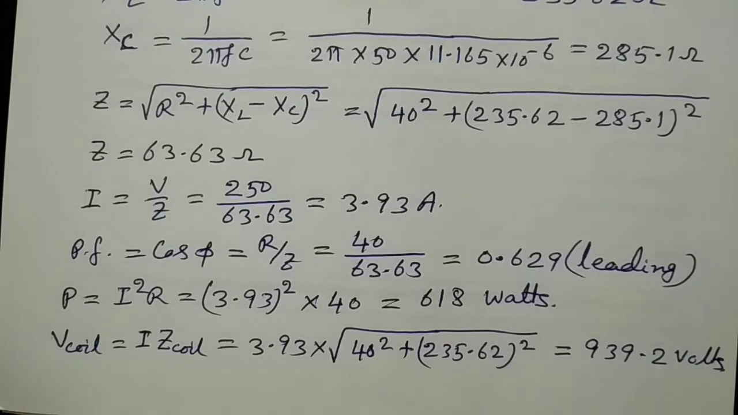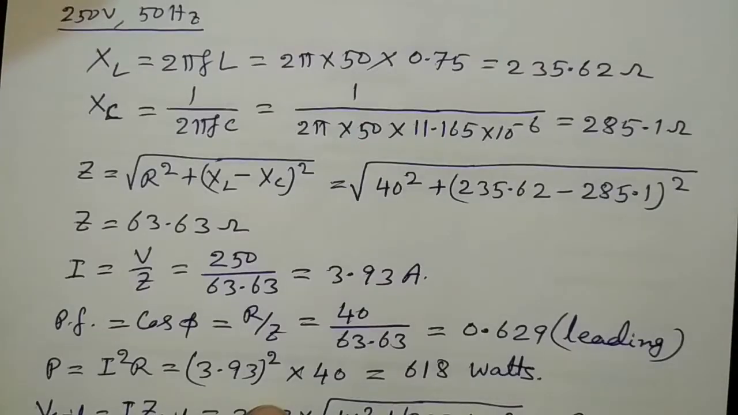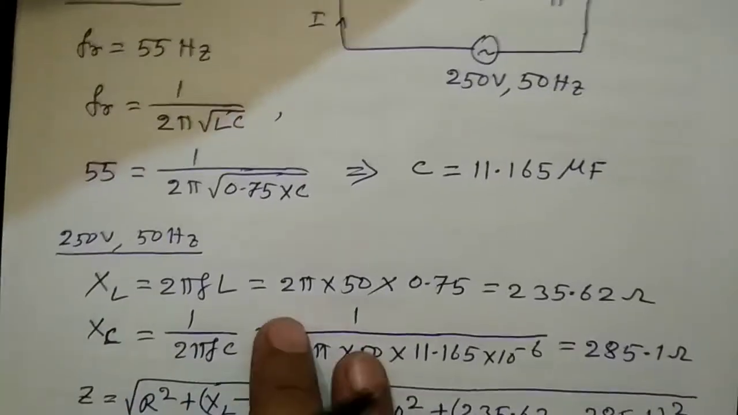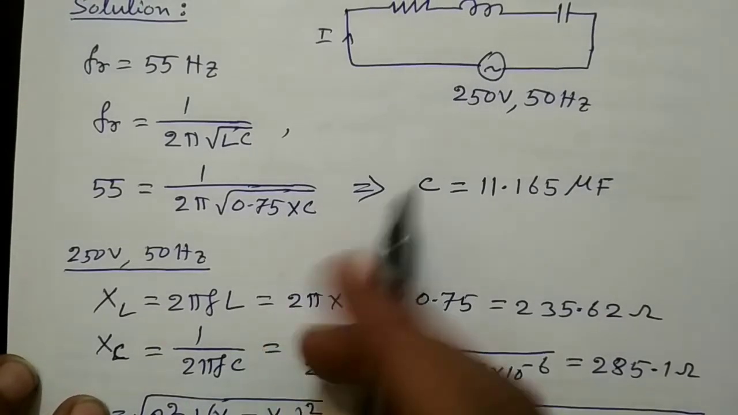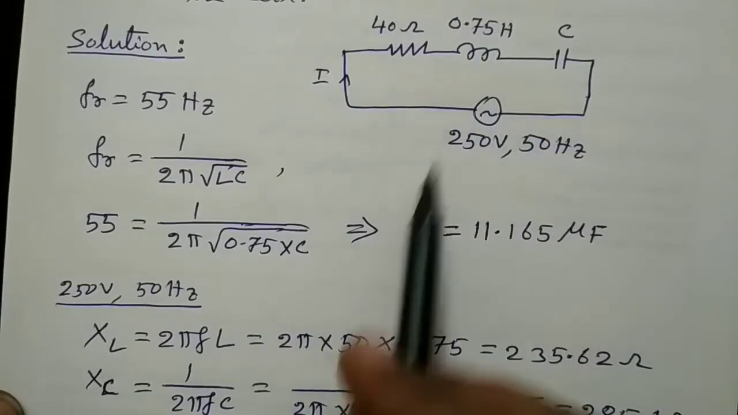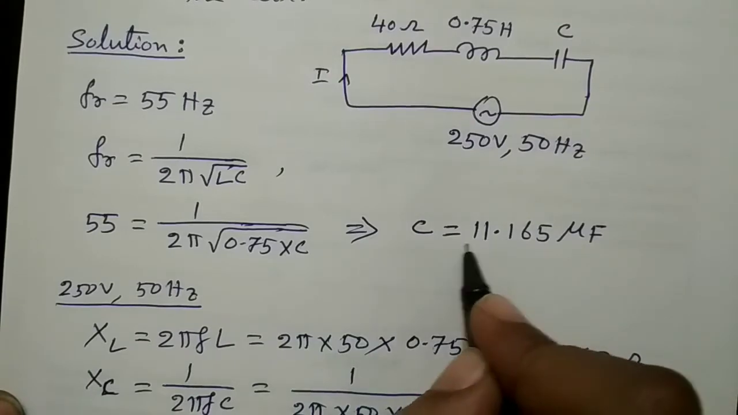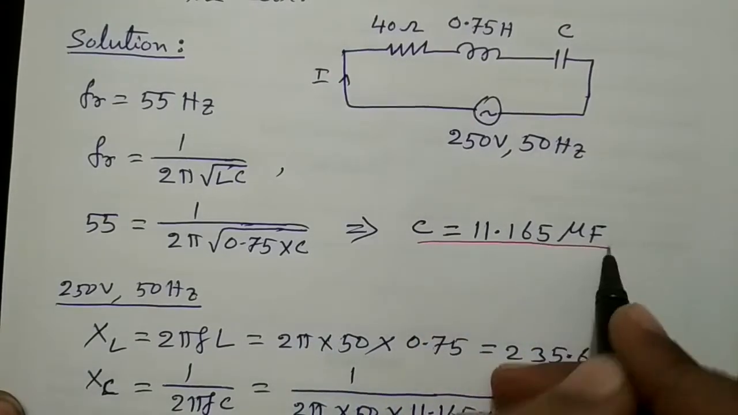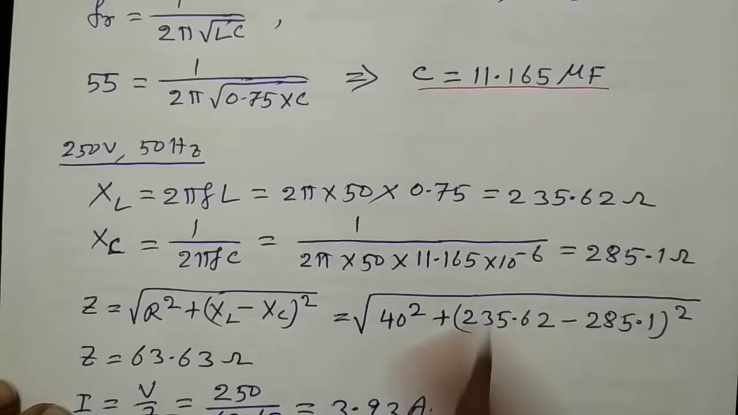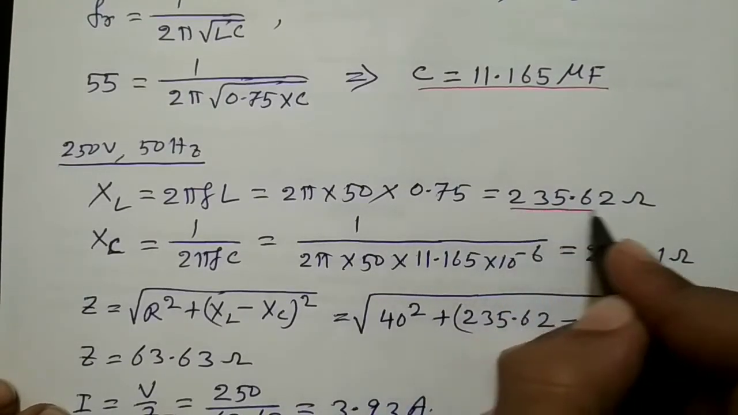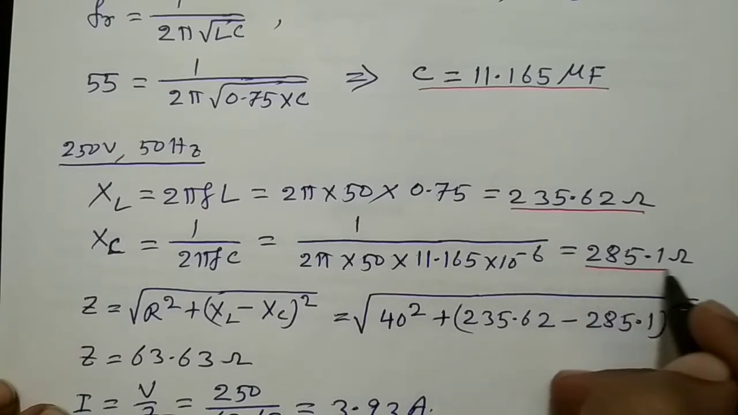So this is a complete solution. In the question it has been given that the resonance frequency is 55, the resistance and inductance are given. So from the resonance frequency you have calculated the capacitance of the circuit. Now with the supply voltage and supply frequency, first of all we have calculated the inductive reactance and the capacitive reactance.